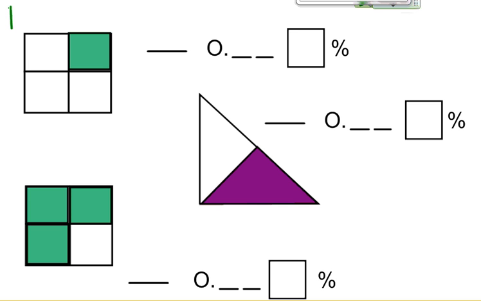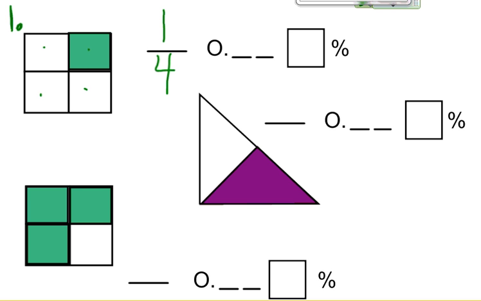So we'll start with this picture right here. We have a square. It's divided into 4 parts. 1, 2, 3, 4. So as a fraction, we would say there are 4 total parts to this square. Now, how many of those parts are shaded green? We would say 1. The fraction part of this is pretty easy to come by.